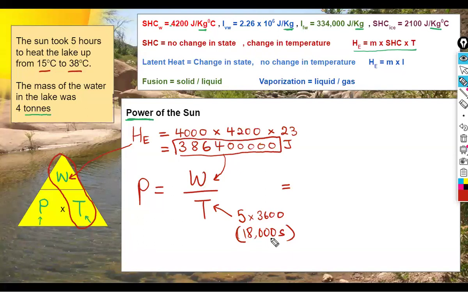3,864 with 5 zeros, divided by 18,000. Well, you didn't get something too bad. You're getting decimals, but 21466.666666. So you can go to 2 decimal places to be safe, right? I always recommend that you go to at least 2 decimal places in the exam. And power is measured in watts, right?